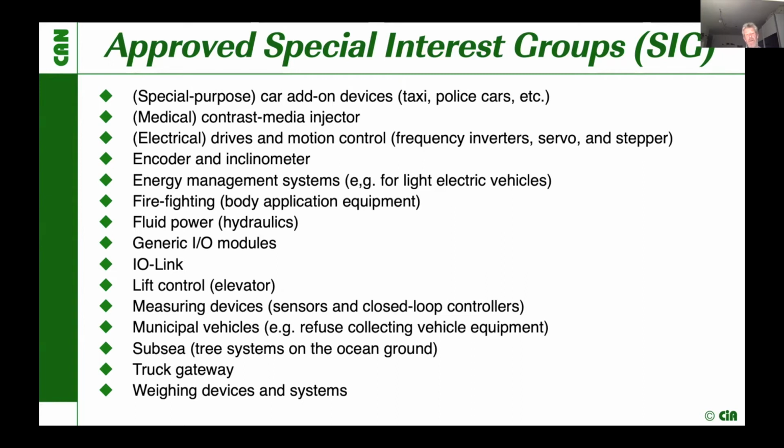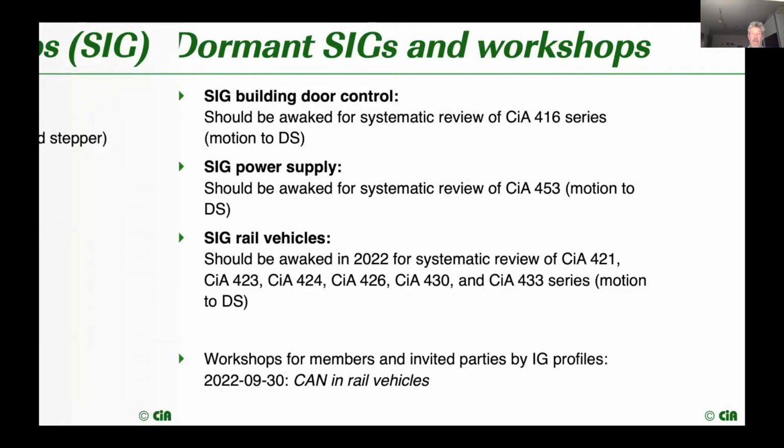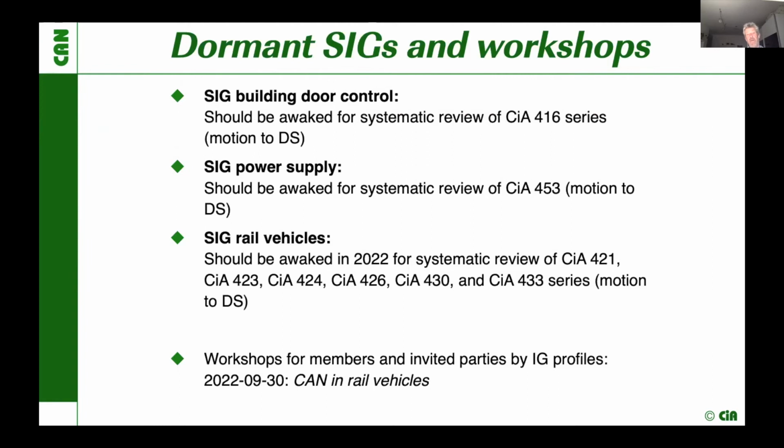We have another one which is very active for subsea. These are the tree systems on the ocean ground to protect the exploration of oil and gas. We have a truck gateway special interest group, specifying for commercial vehicles the gateway to the body applications. And we have a special interest group for weighing devices and systems. There are also three dormant special interest groups.